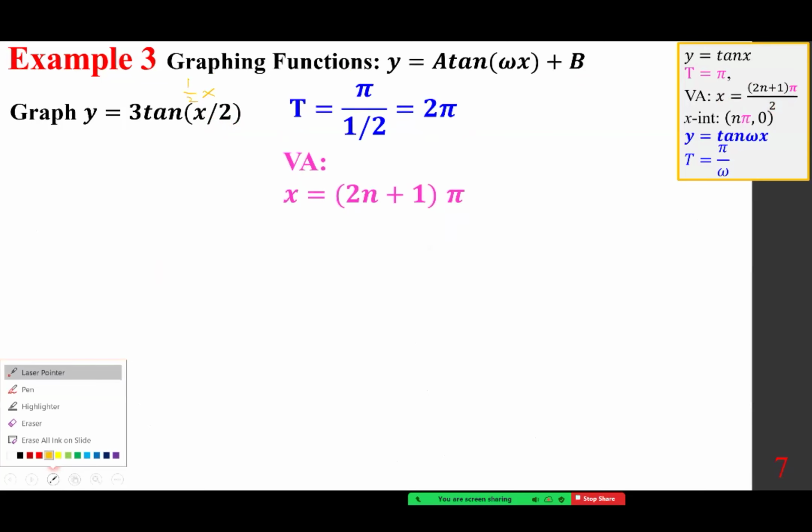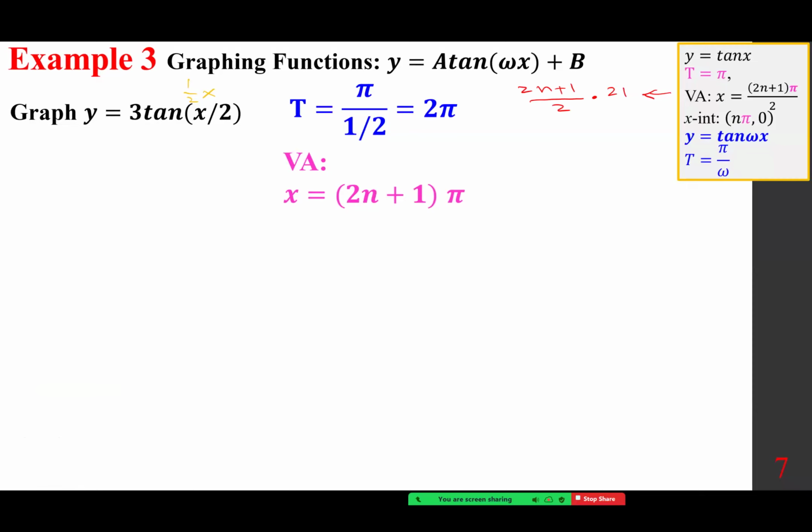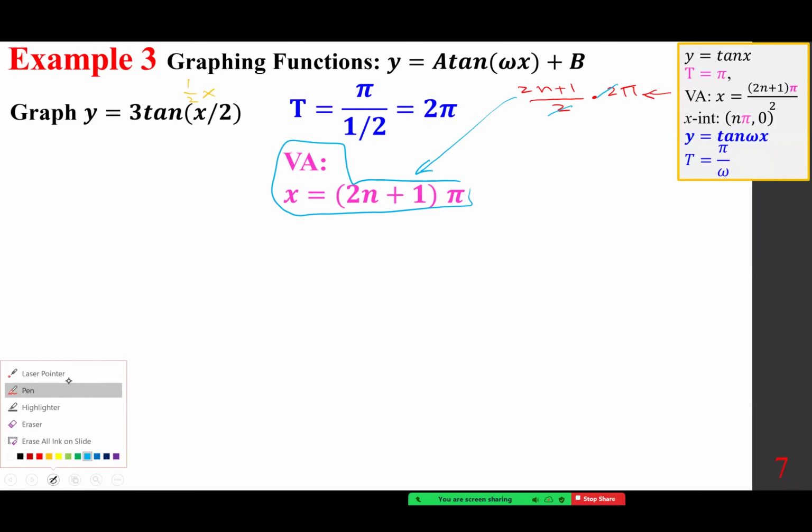Let me just actually write this. So this one becomes 2n plus 1 divided by 2 times 2 pi. These two cancel each other, and we get the VA is 2n plus 1 times pi. Change this pi to 2 pi also. So 2n pi, 0 would be the x-intercepts.